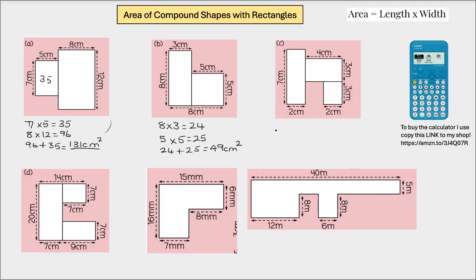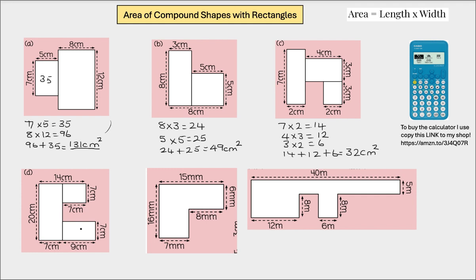So let's look at this one first. We'll go 7 times 2, which equals 14. The next one is 4 times 3, which equals 12. And this one is 3 times 2, which equals 6. So we're going to pop them all together. 14 plus 12 plus 6 equals 32 centimetres squared. So that's the area, 32 centimetres squared.